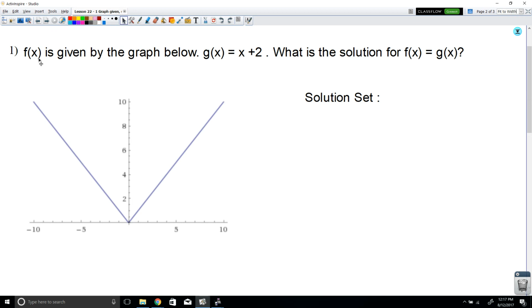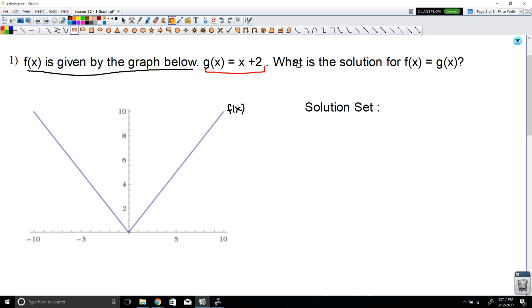Okay, so let's see, what is it they're giving us here? It says f of x is given by the graph below. Okay, so we don't know exactly what f of x is, but we do know that this is f of x. And then they're going to call g of x to be x plus 2. And now this is what we're trying to answer here. What is the solution for f of x equals g of x?